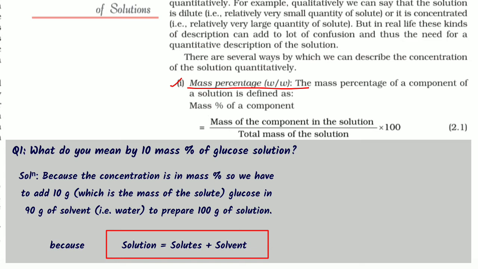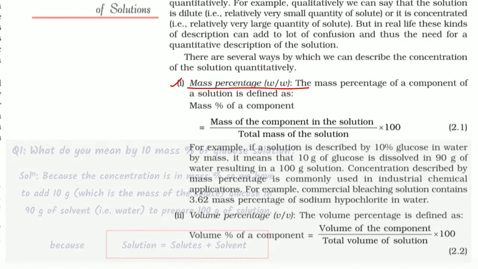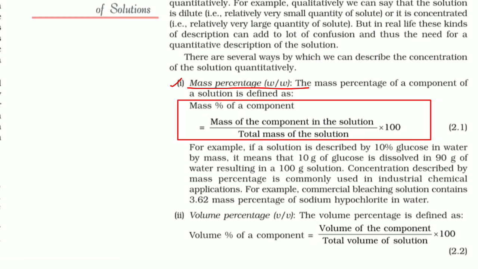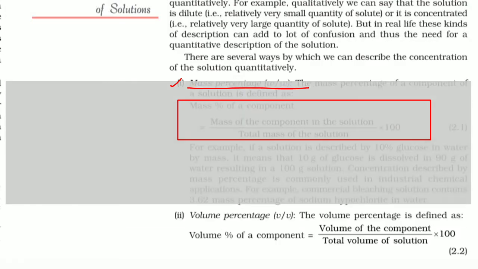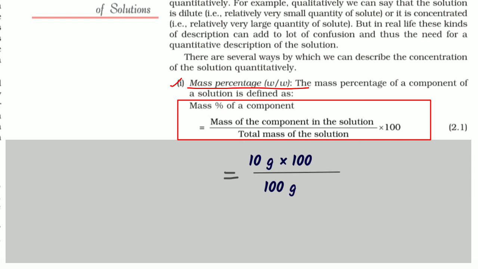Mathematically it is expressed as: mass percentage of a component is equal to the mass of the component in solution divided by the total mass of the solution, into 100. It is the mathematical expression, because what is the meaning of it? You see here, if you put the value of the mass of the component in the solution, it is 10.